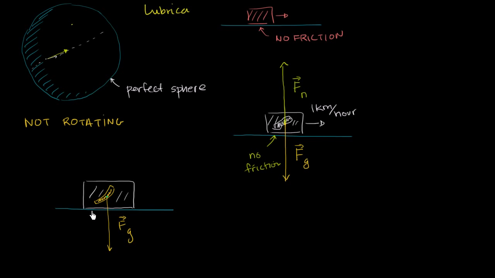And that force is the force of the surface of Lubricon 6 on the banana, or on this block, keeping it from plunging towards the center of the planet. So that, in this case, is the normal force. And my question to you is, are these two things equal in the case of the banana?